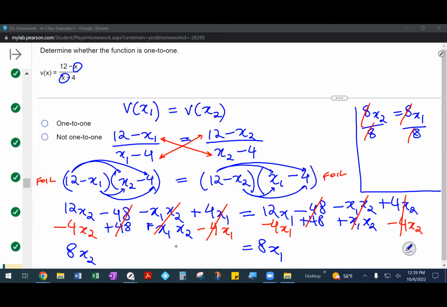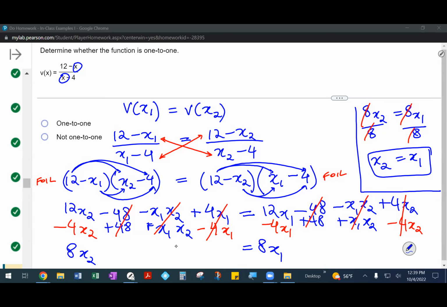And this is what we were hoping for, that we could get x2 and x1 to be equal to each other, because if they are equal, that basically means, yes, we started out with 2 different x values, and we were trying to see if they gave us the same y value or not, and that's why we set our v of x1 equal to v of x2, because we wanted to see, are we going to end up with the same y value, even if we started out with 2 different x values. But when you get x1 equal to x2, that actually tells you you did not have 2 different x values, you had the same x value, so for one x, you only get 1 y value.